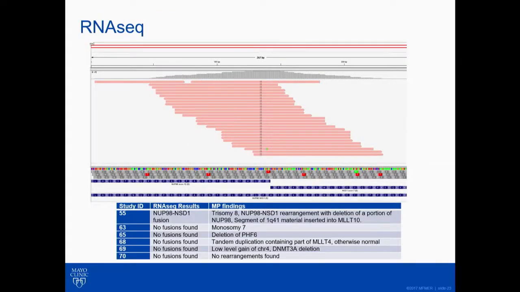And this is actually our RNA sequencing result that I didn't really spend a lot of time talking about, but we're happy that we can at least get this to work.